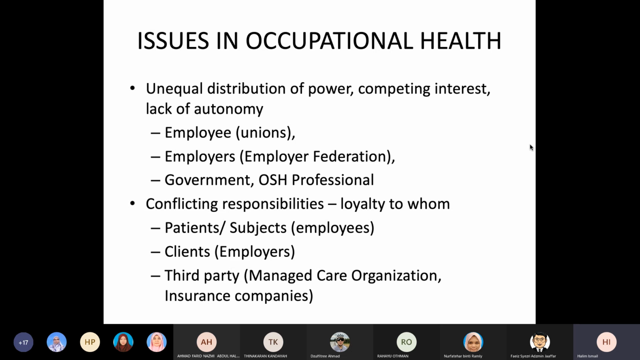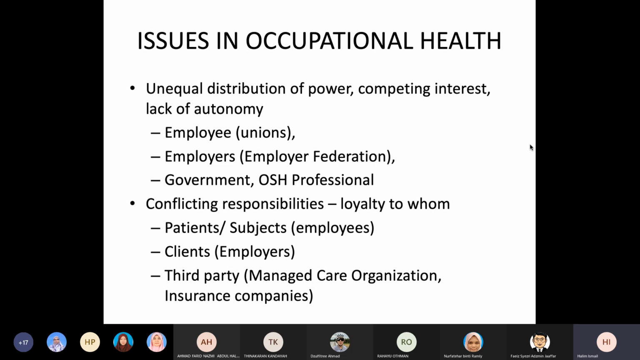And then in terms of competing interests, that simply means that as an occupational safety and health professional or OHD doctor, you have competing interests. Either your interest is for the employees, or your interest is towards the employer, because the employer would demand certain things from you, whereas the employee also wants certain things from you. Okay? We'll come to that later on.